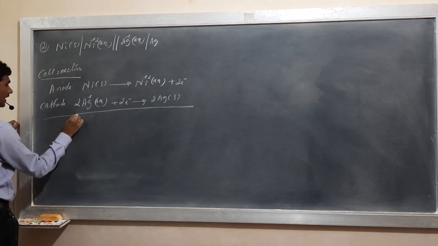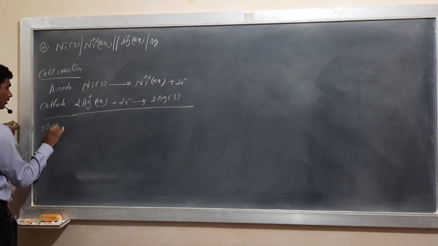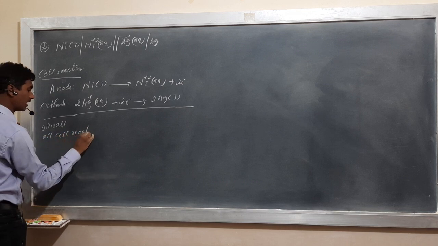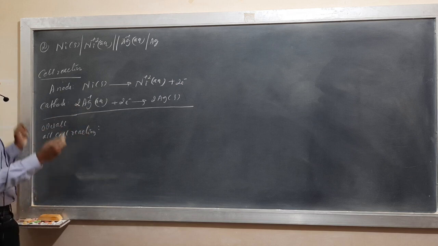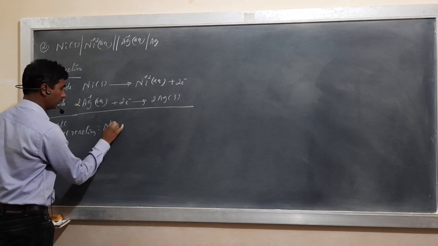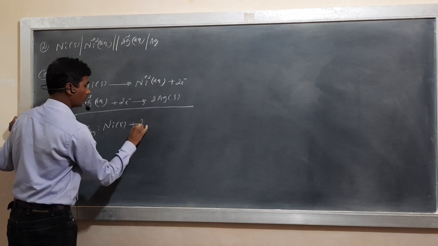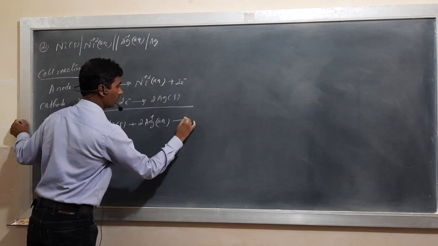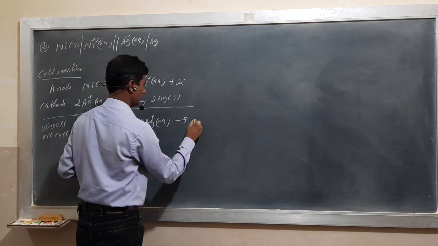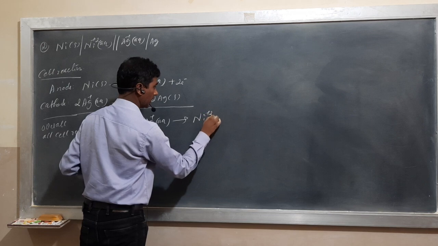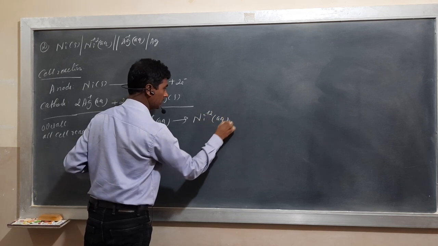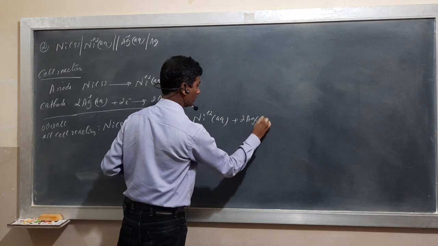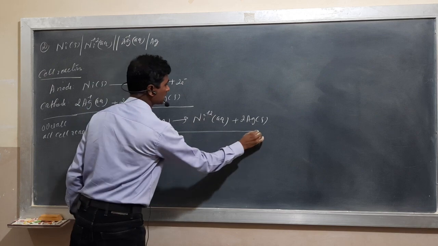What is the overall cell reaction? It is very important. Here, nickel solid plus 2 Ag plus aqueous gives Ni plus 2 aqueous plus 2 Ag solid. This is the overall cell reaction.